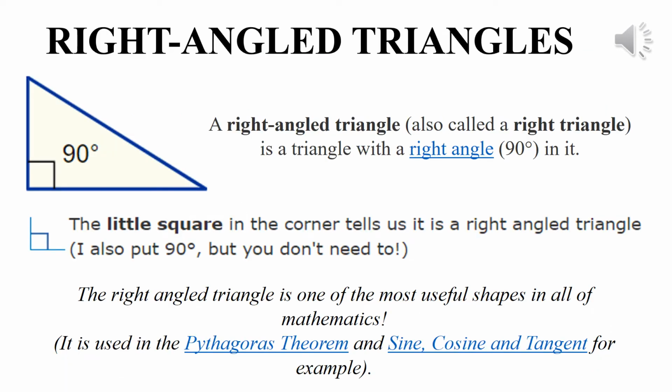Right-angled triangles. A right-angled triangle, also called a right triangle, is a triangle with a right angle of 90 degrees in it. The little square in the corner tells us it is a right-angled triangle. I also put 90 degrees, but you don't need to. The right-angled triangle is one of the most useful shapes in all of mathematics. It is used in the Pythagoras theorem and sine, cosine, and tangent, for example.